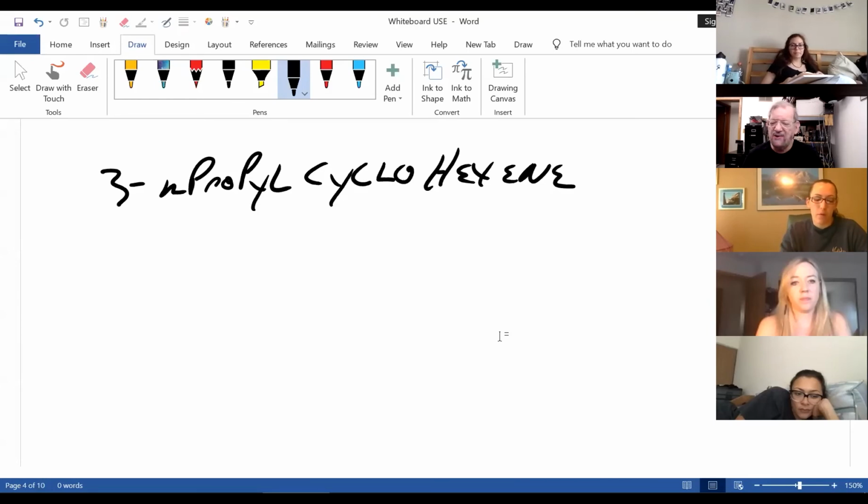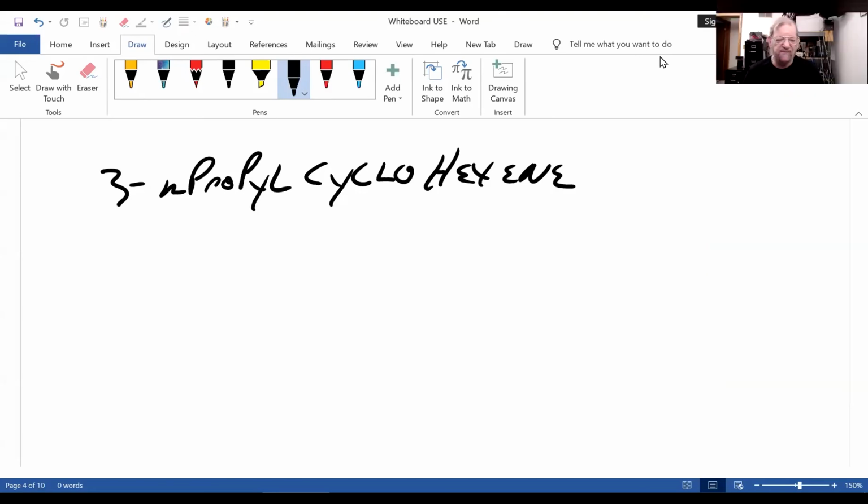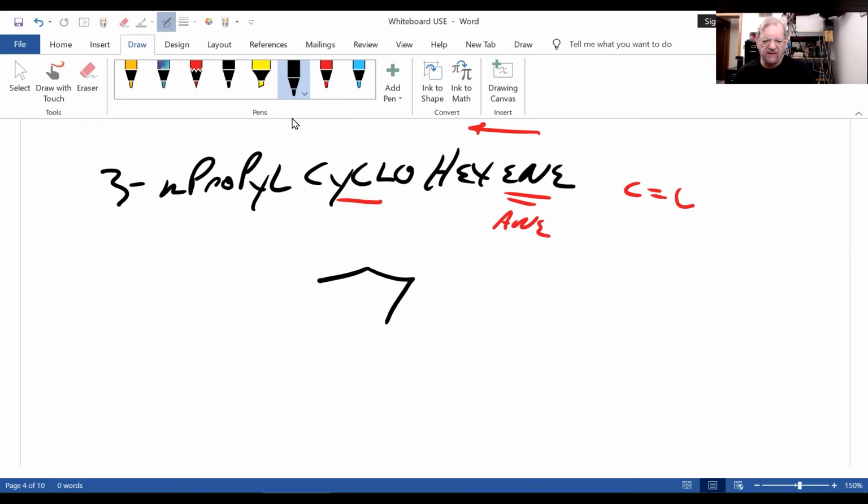All right, I think everybody's done. Let's do this. The question is, draw the structure for the following molecule, 3-n-propylcyclohexene. You start from the right and you move left. ENE ending, double bond. Ooh, cyclo, ring. Hexane, if this were ANE, would be a 6-membered ring. I'll put the double bond here for now.